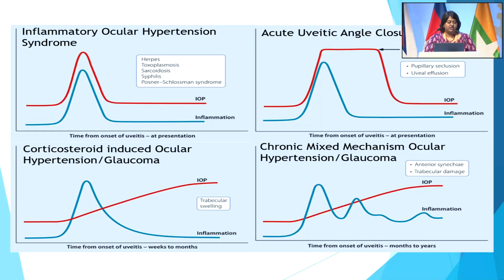When you have corticosteroid-induced ocular hypertension, what happens? The inflammation sets in.